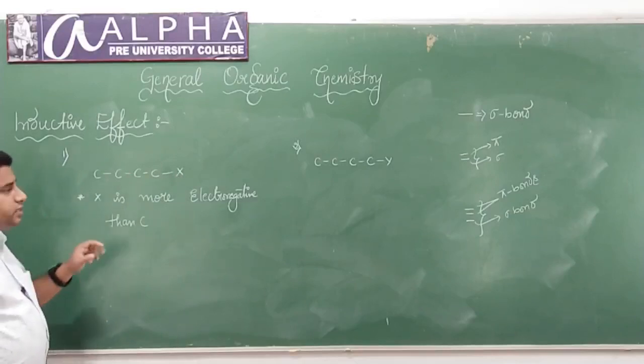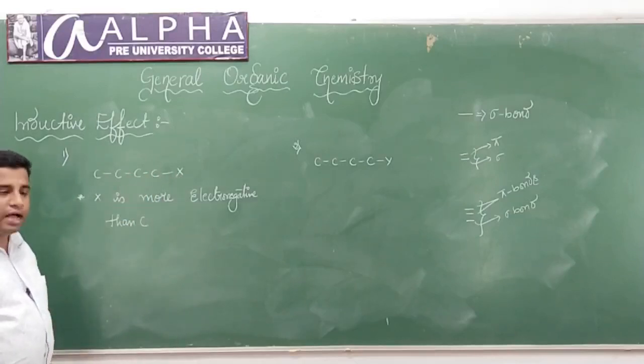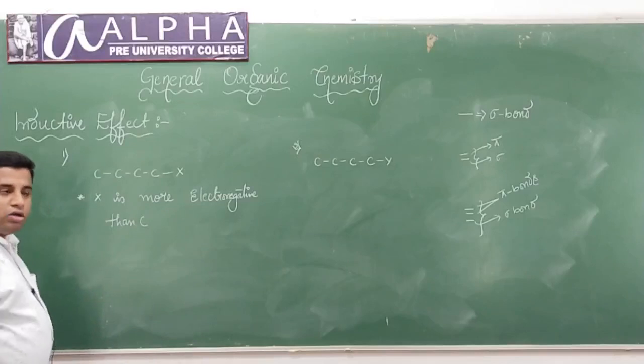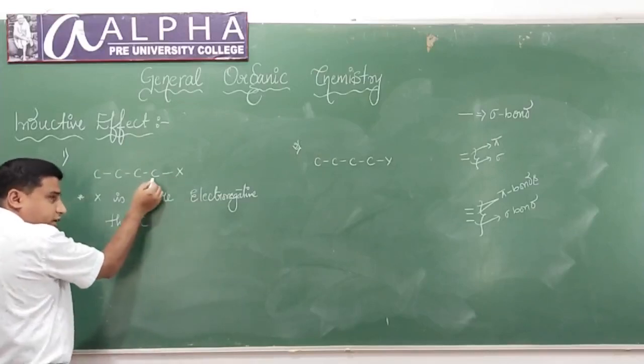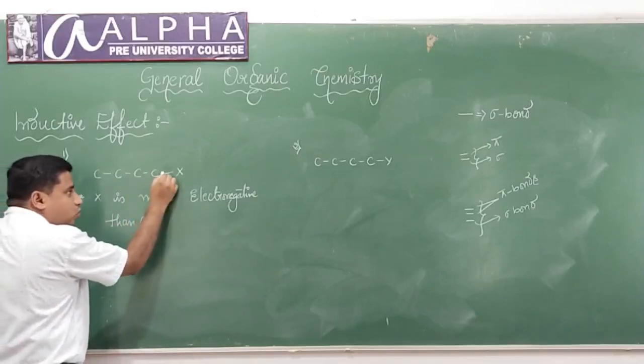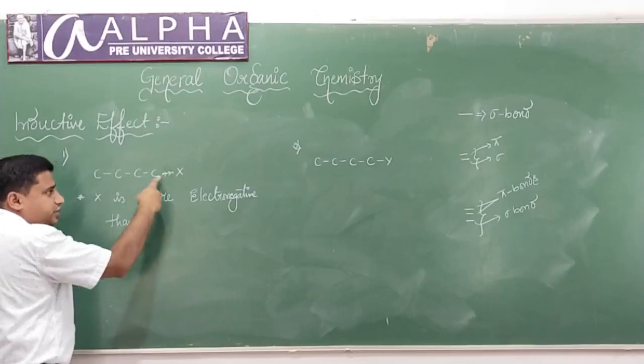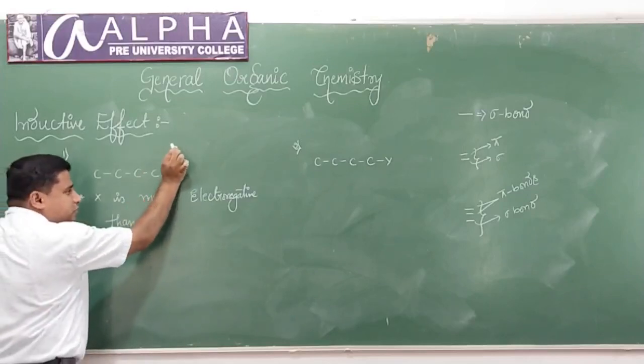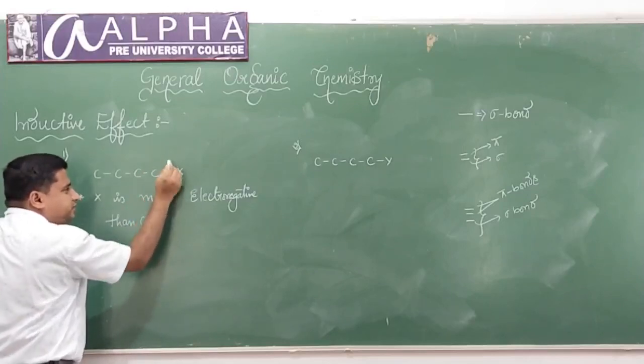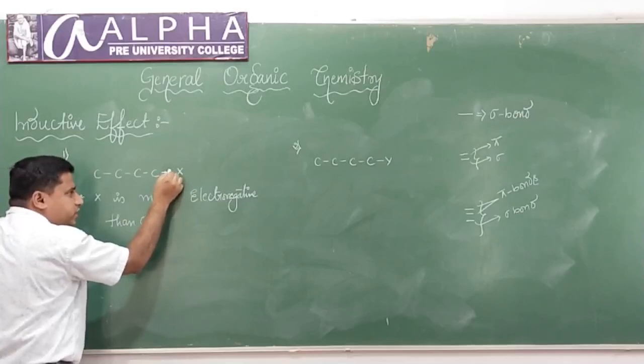What happens if X is more electronegative than carbon? We discussed a while ago. If X is more electronegative than carbon, then what happens to this shared pair of electrons? The shared pair of electrons will be displaced towards X, isn't it? They will be displaced towards X.